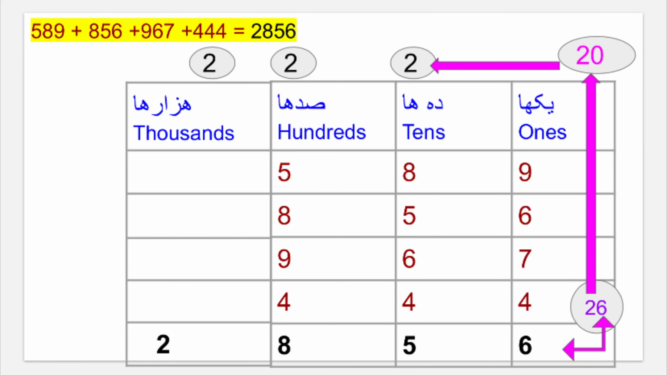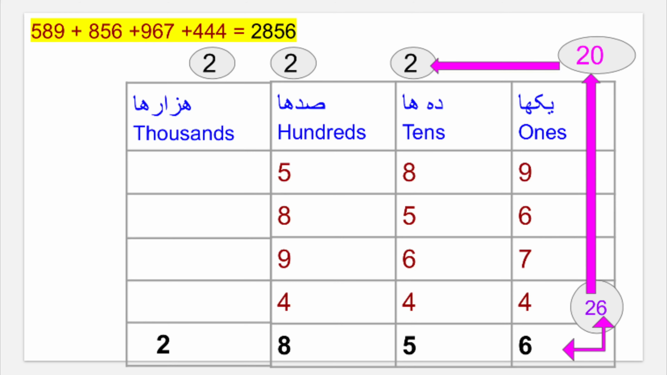So first we're going to add the ones together. There are four ones. One is 9, 6, 7, and the last one is 4. So we add them together. It's going to be 26. And you see 26, I put it in a circle in pink color. The pink circle has two parts. One is 20, one is 6. The 6 we're going to put under the ones, and the 20, you see, I take an arrow on the top of the ones, the 20.